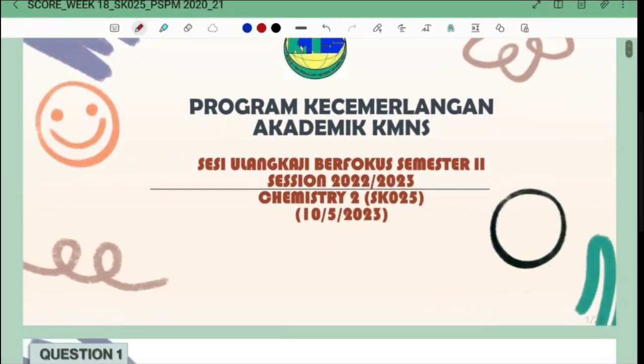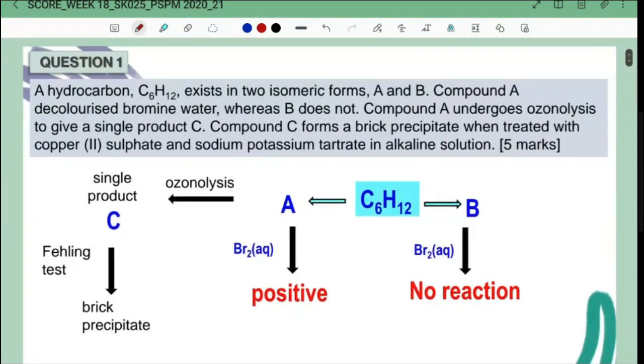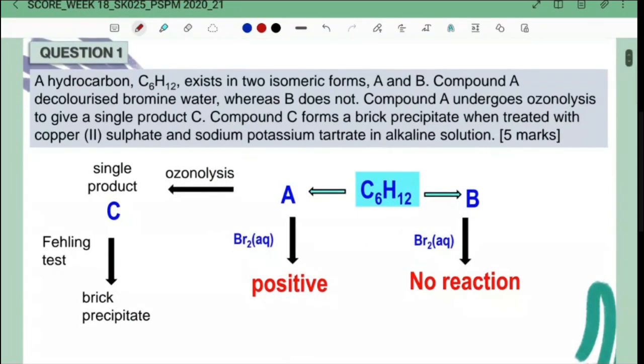Okay, we 18. Alright, so look at question number 1. A hydrocarbon C6H12 exists in two isomeric forms A and B. Compound A decolorizes bromine water, whereas B does not.